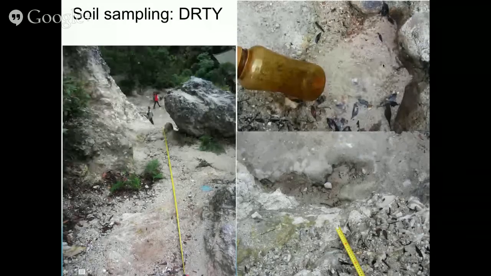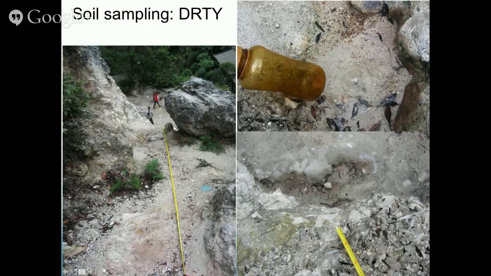DRTY stands for Diranchu. This was a small pool. This is a 1 liter bottle, and it had about 50 milliliters of water in there. It was situated right underneath this cliff, so this is looking down from the top of the cliff. And what we did is take a soil transect away from that particular cliff.